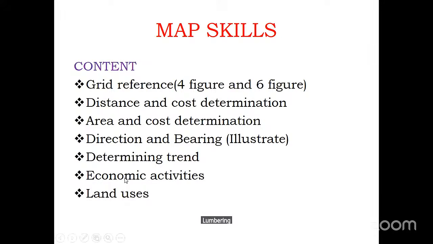Lumbering is an economic activity, but not a land use. So you need to identify and understand those technical things. Fishing is an economic activity, but it is not a land use. But we can have fish farming, if, for example, there are fish ponds on the map, or there are fish ponds in the photograph. So let us understand that both economic activities and land use activities are human activities.